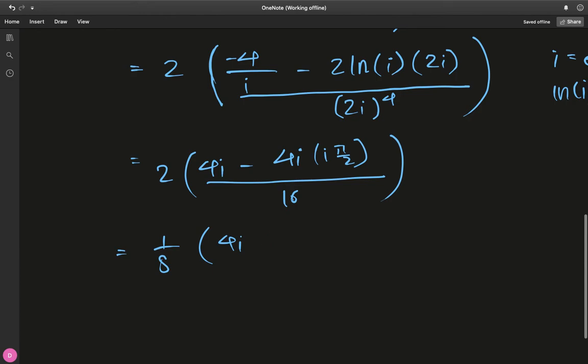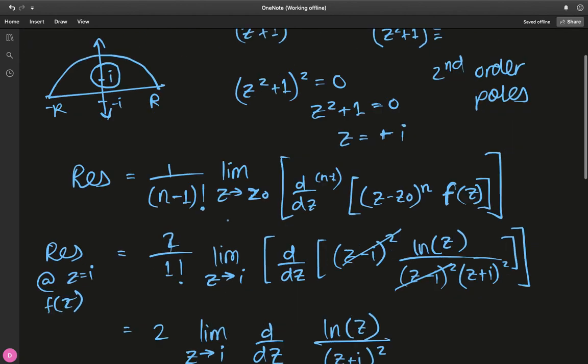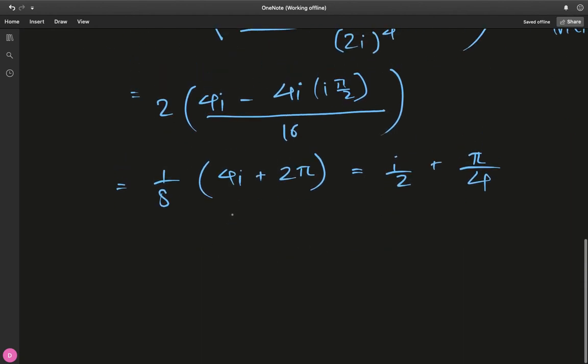4I, and we have negative I squared, which is going to be 1, plus 2 pi, which will simplify to I over 2 plus pi over 4, if I'm not wrong. That is the residue, and that was the only residue we needed to concern ourselves with.